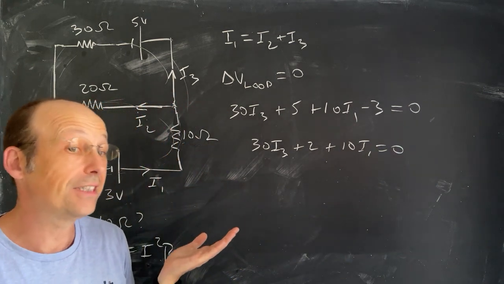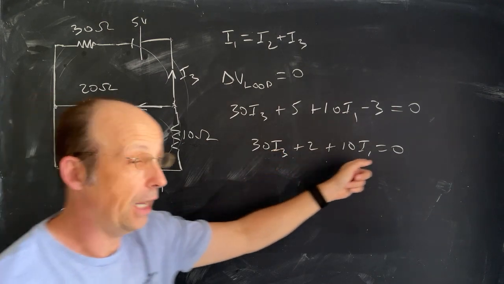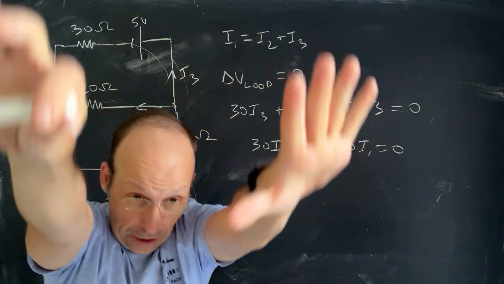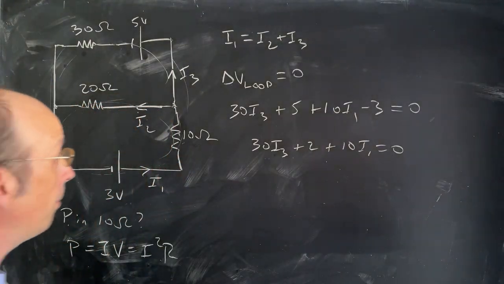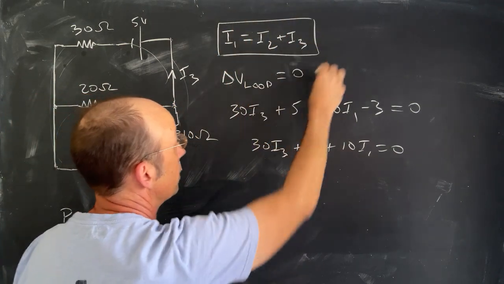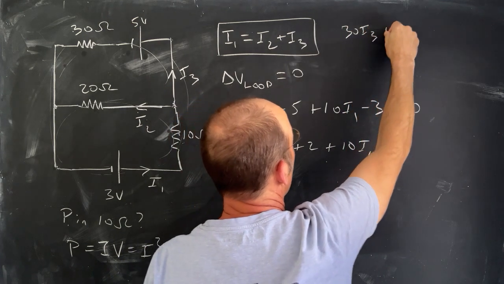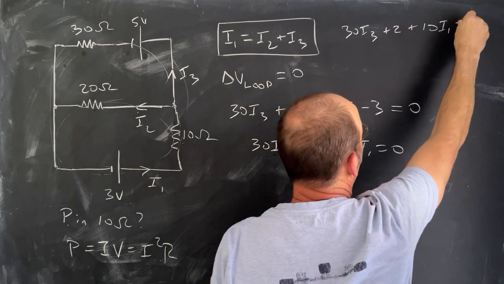And right away you can see that I made a bad choice. It's not possible for I3 and I1 to both be positive if all these numbers have to add up to 0. But it's fine. It's totally fine. Okay. But here I have 1 equation, 2 equations. I'm going to put this equation up here. 30 I3 plus 2 plus 10 I1 equals 0.